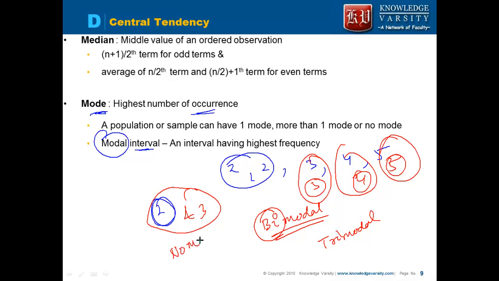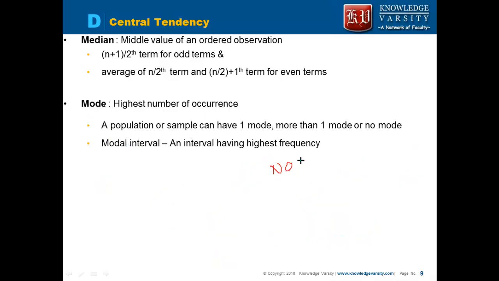Why is there no mode? Because all the terms have the same frequency. So when all the terms have the same frequency, there is no mode. Otherwise, you can have a mode. You can have a unimodal distribution, where there is only one mode, you can have bimodal, trimodal, or multimodal, but there will be no mode when the frequency is the same for all.